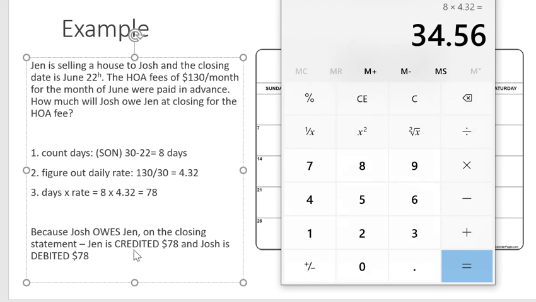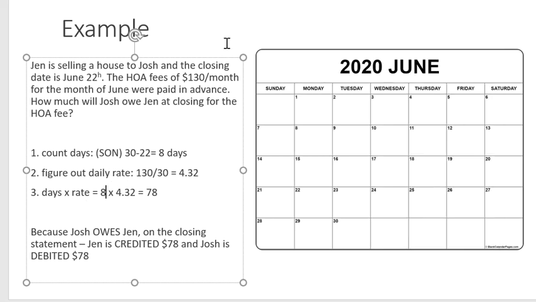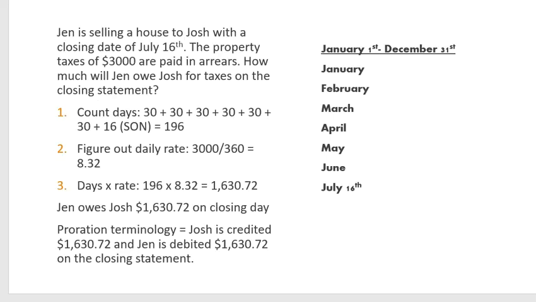So no matter how much we change up these numbers, those 3 steps will stay the same. Count the days, figure out the daily rate, multiply the days by the rate. And that is it. Prorations are really so simple. But let's do one more. So let's say Jen is selling a house to Josh with a closing date of July 16th.